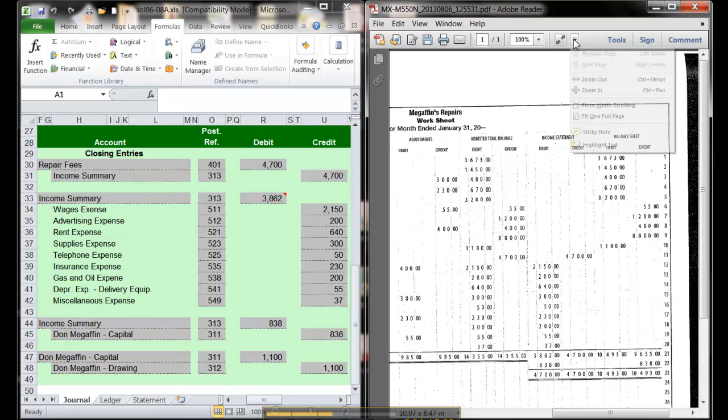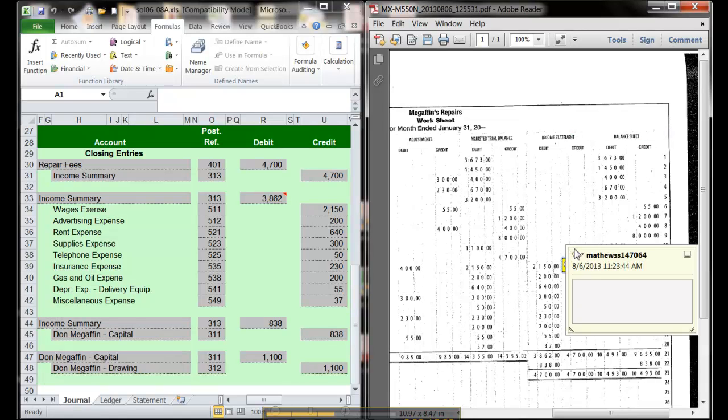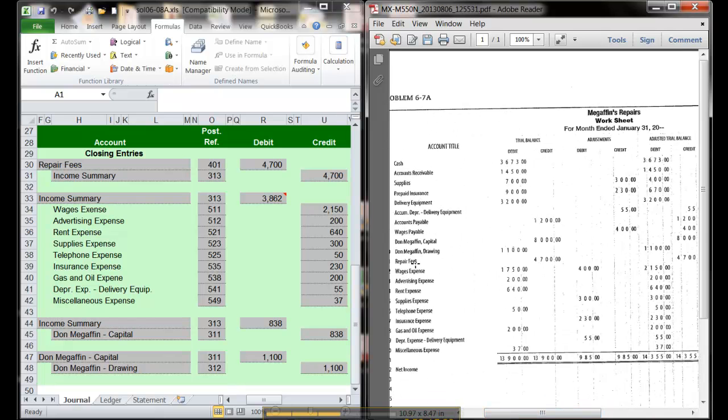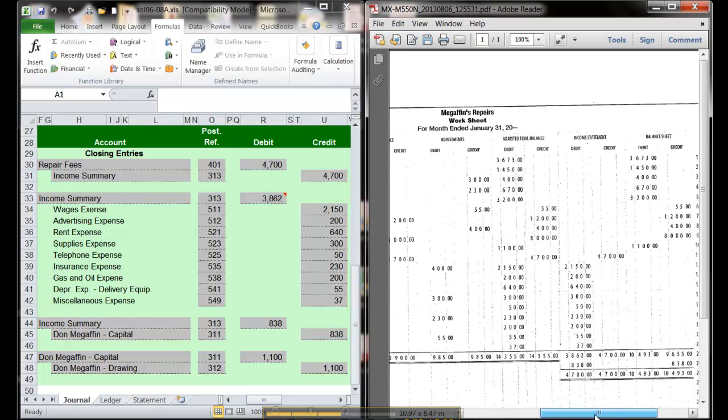So the first one is I'm going to close my revenue. This is my revenue account right here. Well, let me move it. This 4,700 is my revenue account, because if I follow that all the way over, that's going to be my repair fees. So that's the first account I'm going to close. Right now it has a credit balance, so in order to make it zero, I need to offset that with a debit balance. So I'm going to debit repair fees, and I'm going to put it into my income summary account.